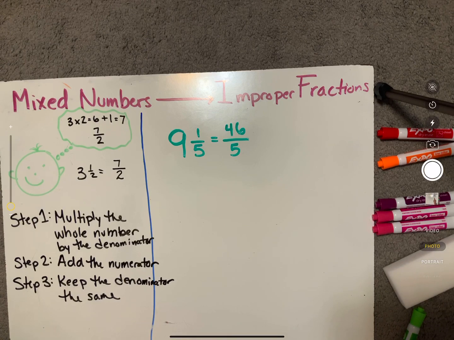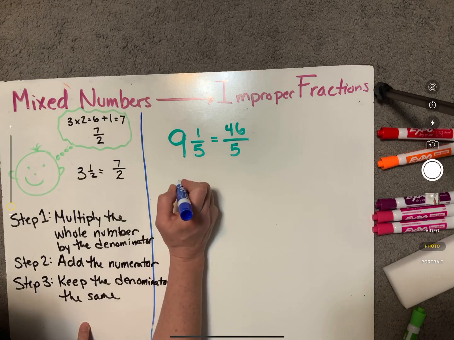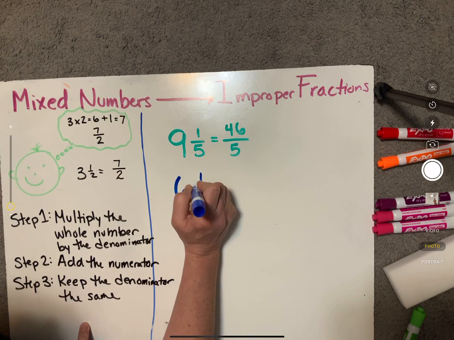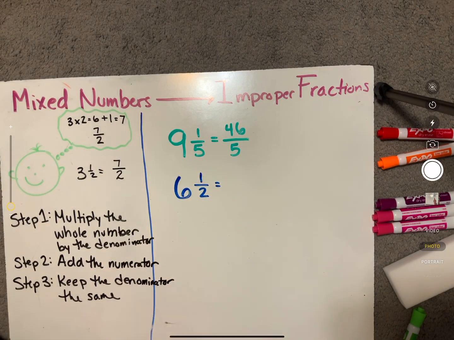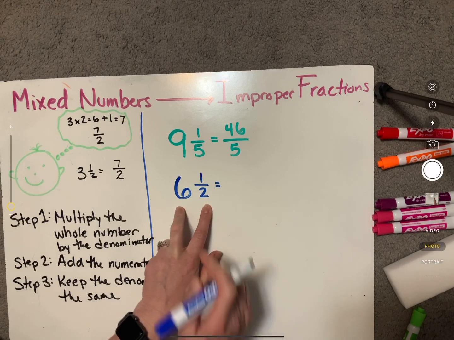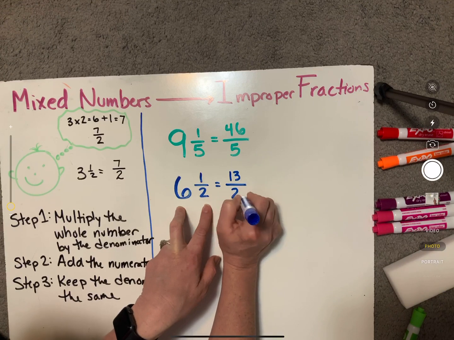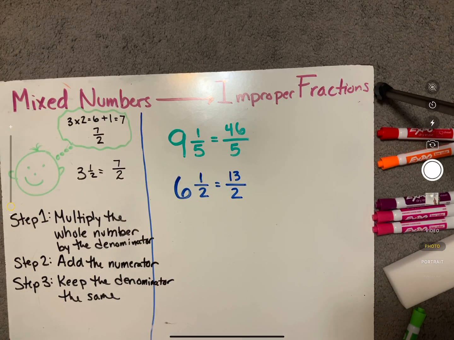Okay, let's try another one. Let's do 6 1/2. So again, we're going to multiply the whole number times the denominator. So 6 times 2 is 12, plus 1 would be 13, and my denominator stays the same.